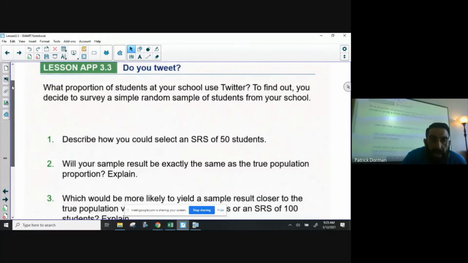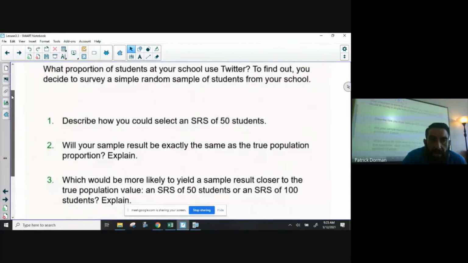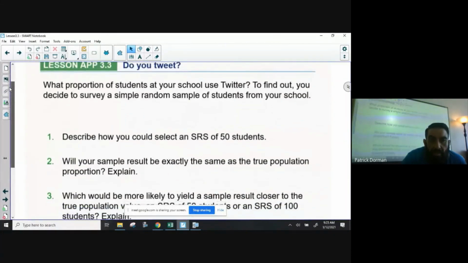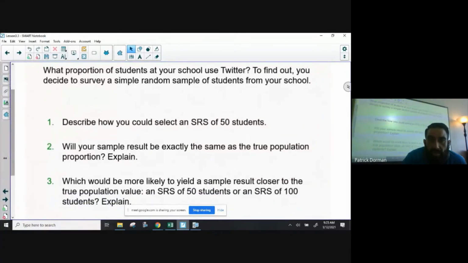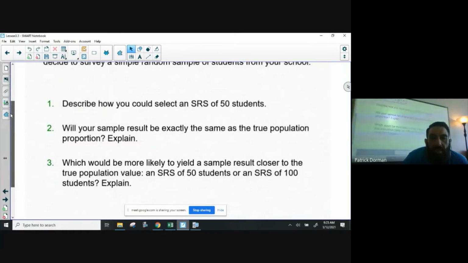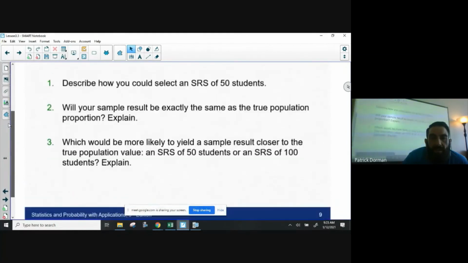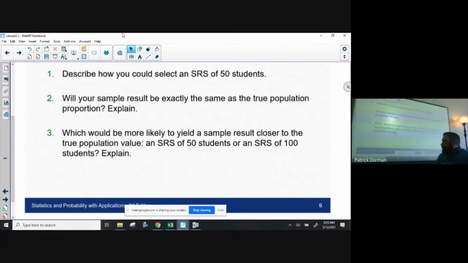All right, so let's go ahead and do an example. What proportion of students at your school use Twitter? Okay. Sorry, I thought about something else when I thought about Twitter, and my brain gets distracted quite easily. So we're going to take a sample of students from the school and describe how we would. So how would I select a simple random sample of 50 students?